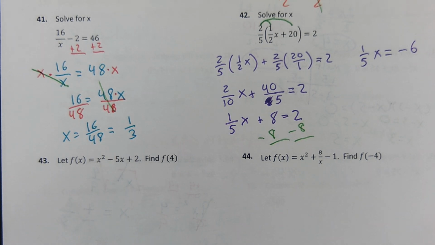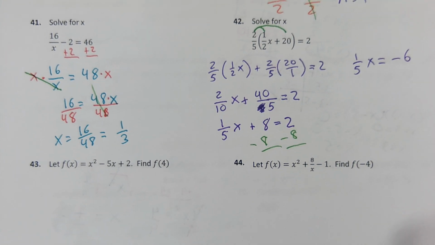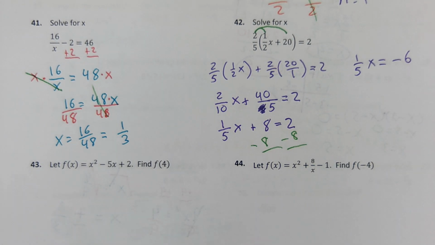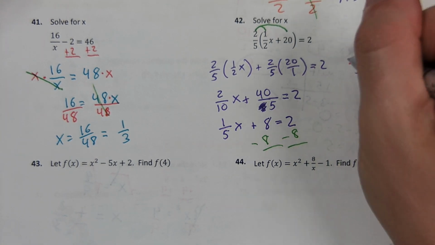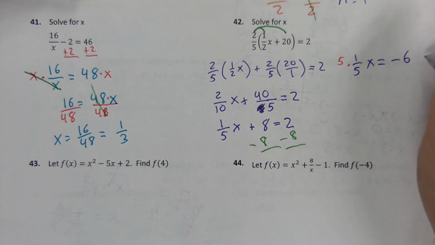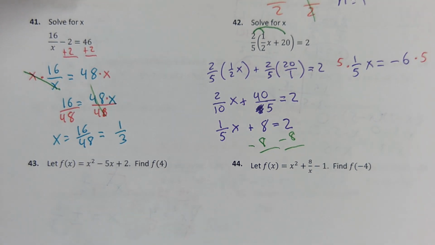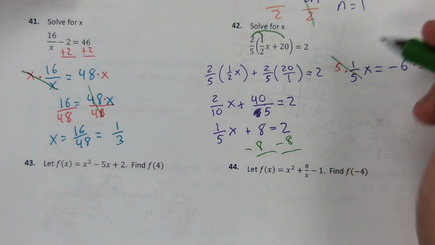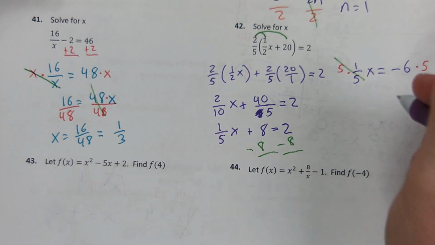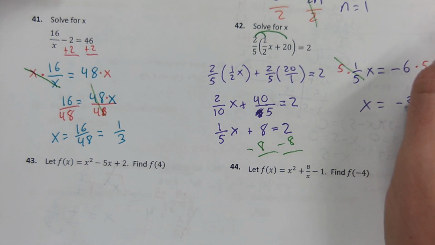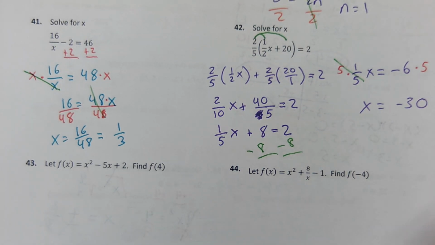If ever you just don't feel like dealing with fractions in general and you just want the bottom to go away, you just multiply everything by the bottom. Multiply everything by the denominator. Either way, this says 1 over 5. So if I multiply by the reciprocal of 5 over 1, which is just 5, my 5 and my 1/5 will cancel out, and it will leave me with x equals negative 30. Woohoo!